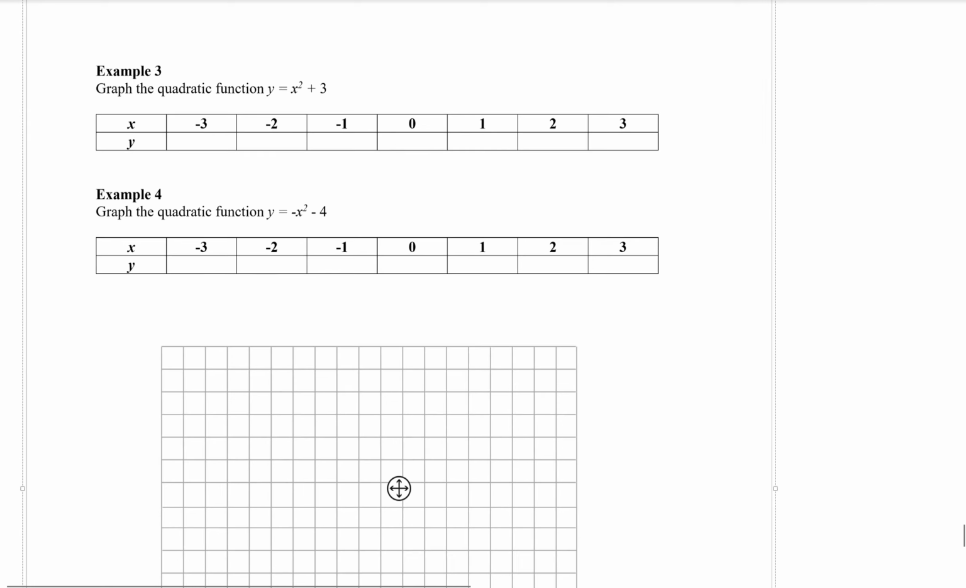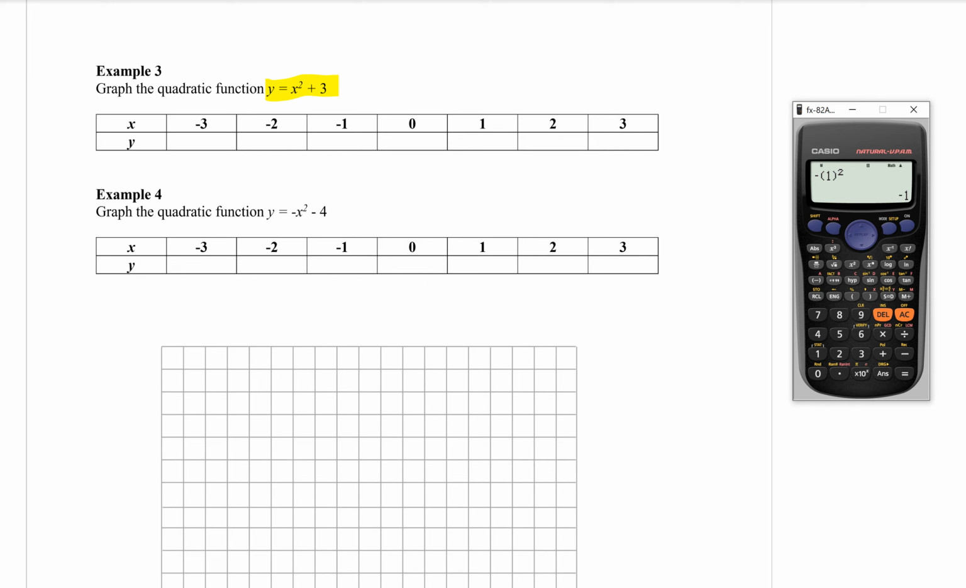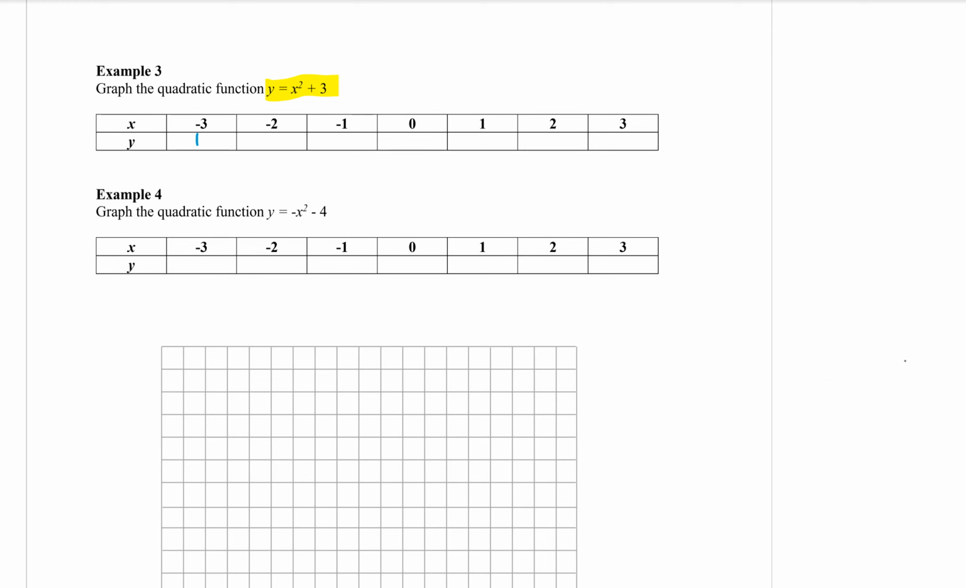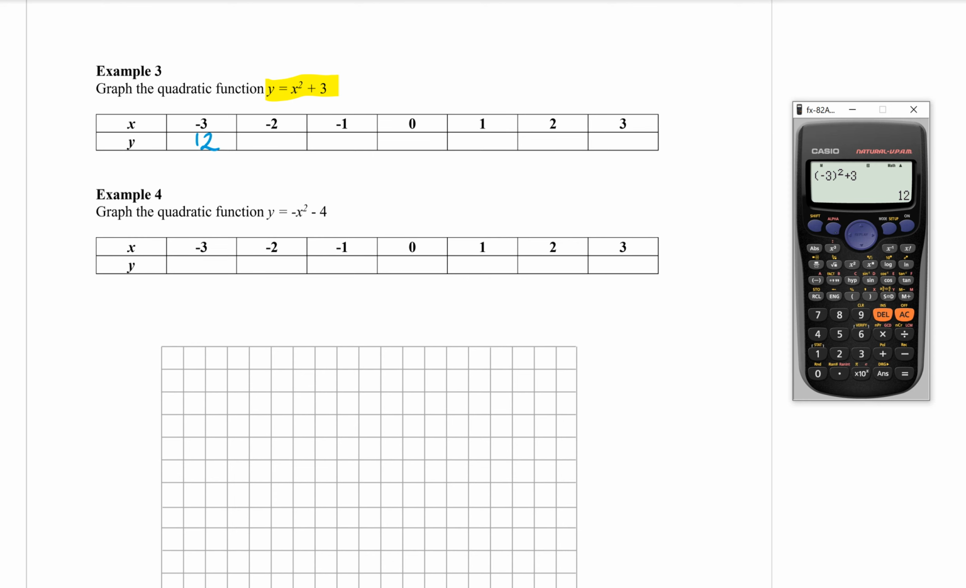So it says graph the quadratic function, which is another fancy way of saying parabola, of y is equal to x squared plus 3. So remember, we want those brackets in there. So we want bracket, the first x value we're going to put in is -3, close bracket, squared, but this time we need to plus an extra 3 on the end. So that makes 12. Then we need to do that for each of the values.